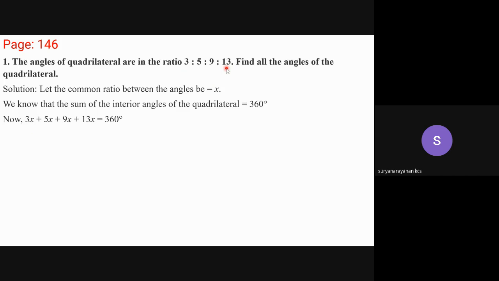Understood this point, my children? What are the angles of this quadrilateral? 3x is one angle, 5x is another angle, 9x is the third angle, and 13x is the fourth angle. So, by the angle sum property, we can write 3x plus 5x plus 9x plus 13x is equal to 360 degrees. Understood this step, my children? Understood this step or not? Tell me.